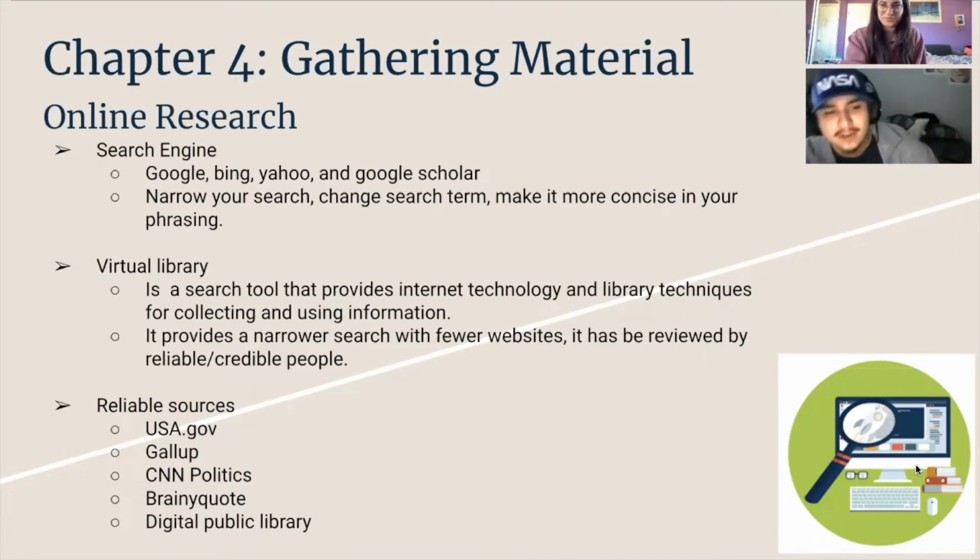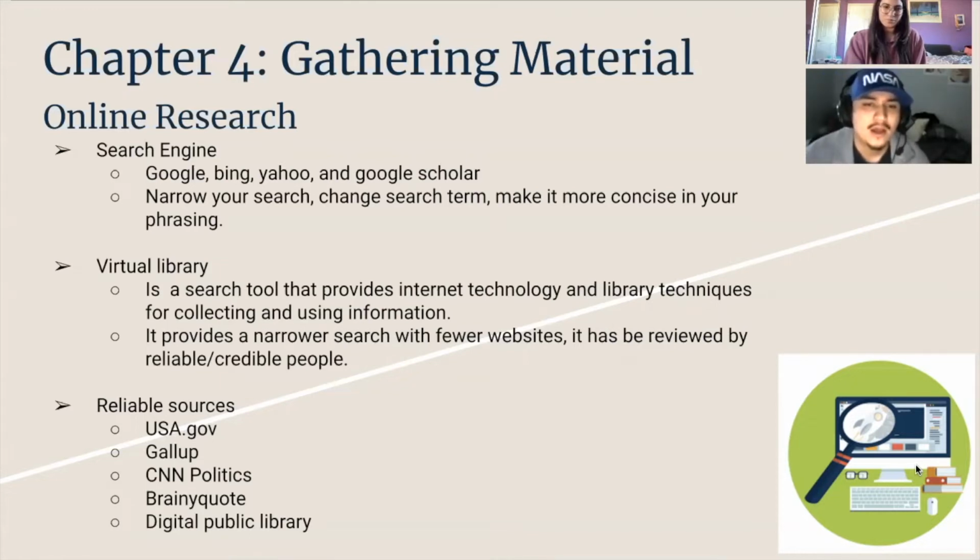I want to start by talking about the main search engines that there are, which are Google, Bing, Yahoo, and Google Scholar. And I want to share that if you're struggling with your search, there are different tips and things that you could do that will ultimately make your search better. For example, you can narrow your search and you could change the search term, which allows you to make it more concise and precise to what exactly you're looking for.